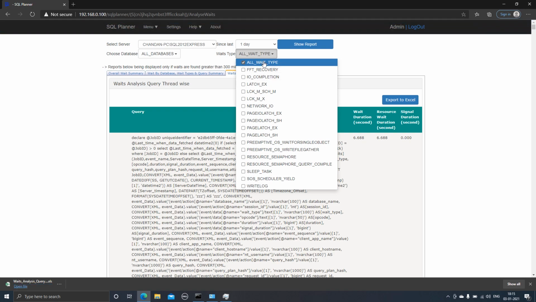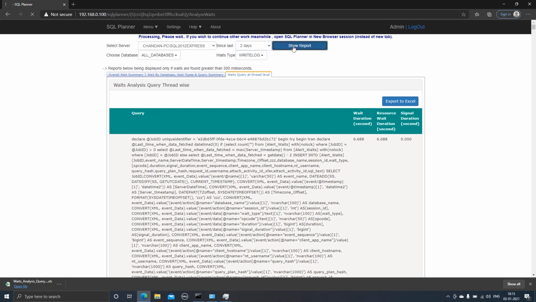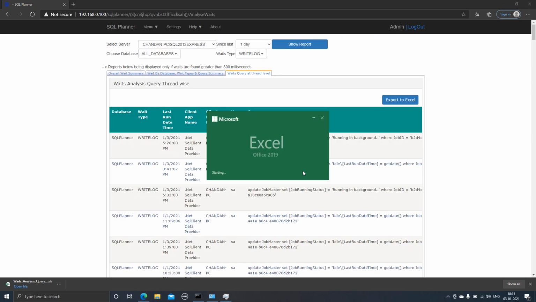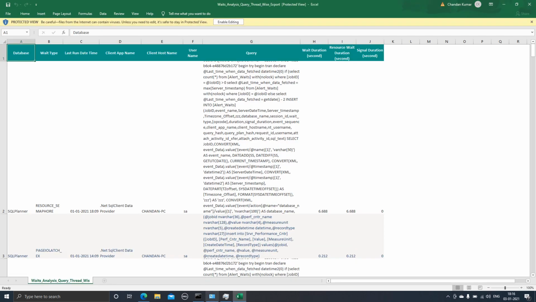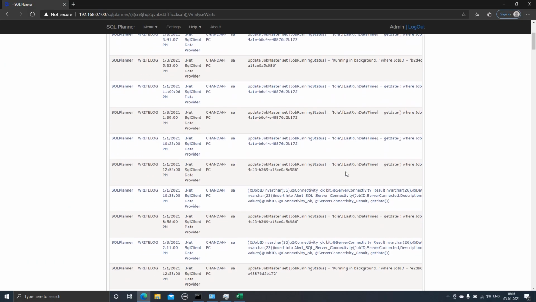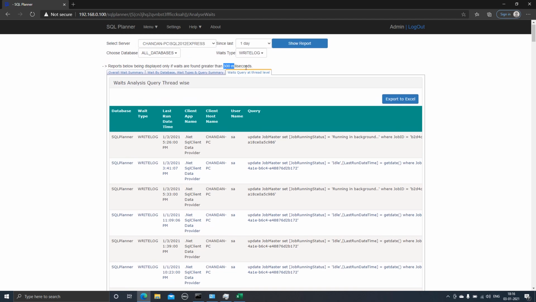filter it out. Since this tab will have a huge volume of data, you can filter it out and choose a specific database and just say I'm interested only in 2 days. Then this will be lighter to load because this is exactly what you need to be looking at, and you should be more clear about what you want from these reports if you are looking at the thread level. These reports are capturing only those waits which are 300 milliseconds or greater.